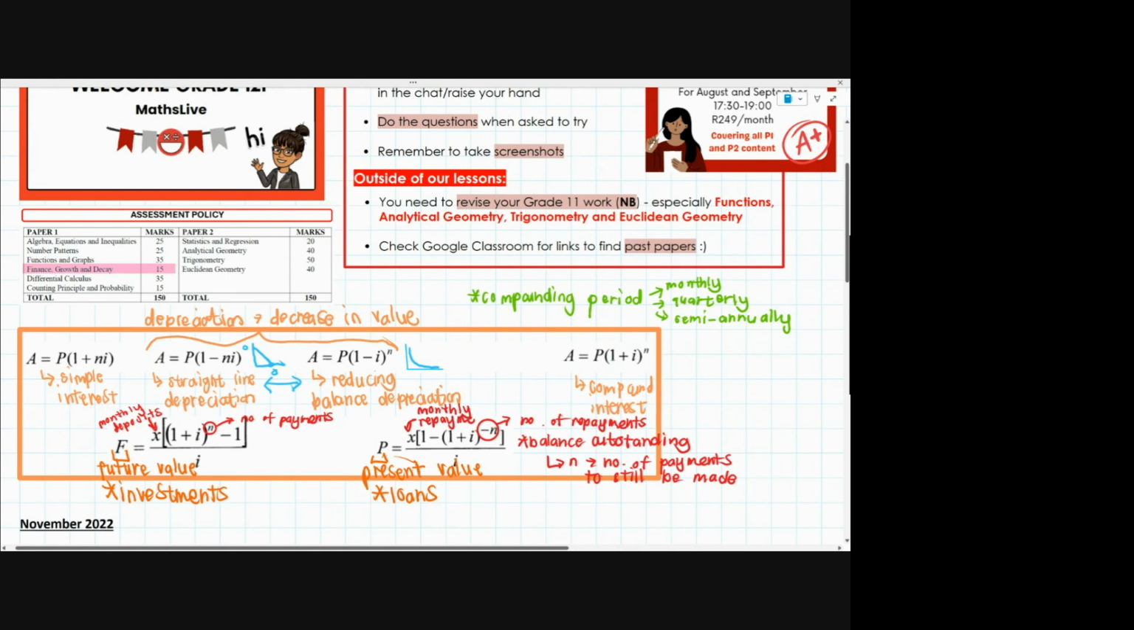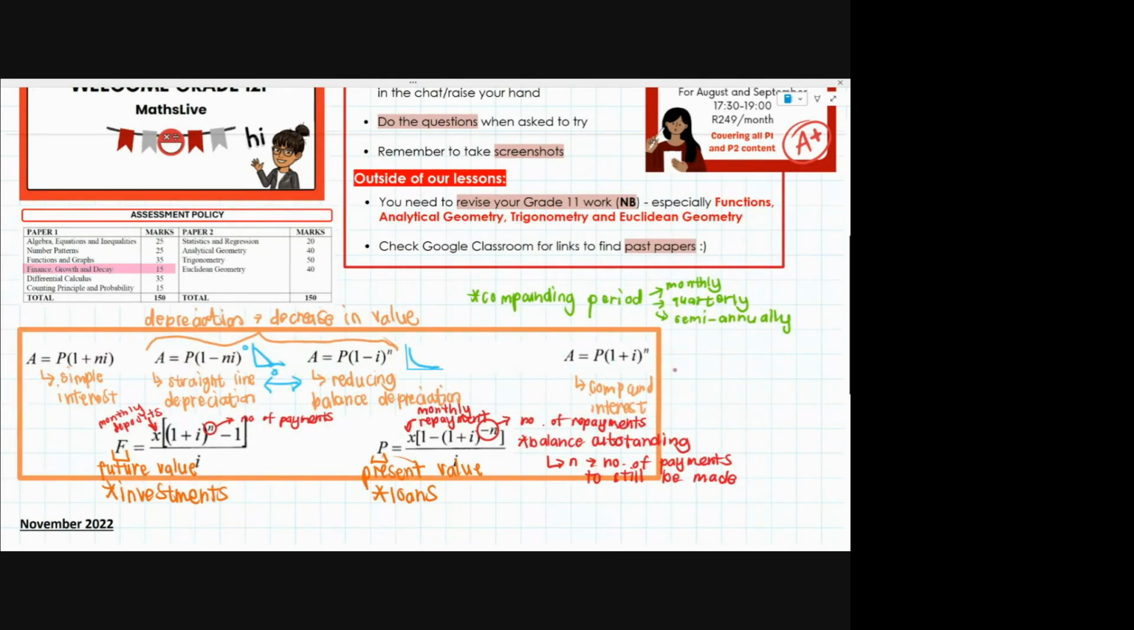But otherwise, all of the variables are exactly as you're used to them. There's nothing new. The only thing that I don't have here that you need to know, and this is not on your formula sheet, is how to convert between effective and nominal. Let's see if I can fit it in here.